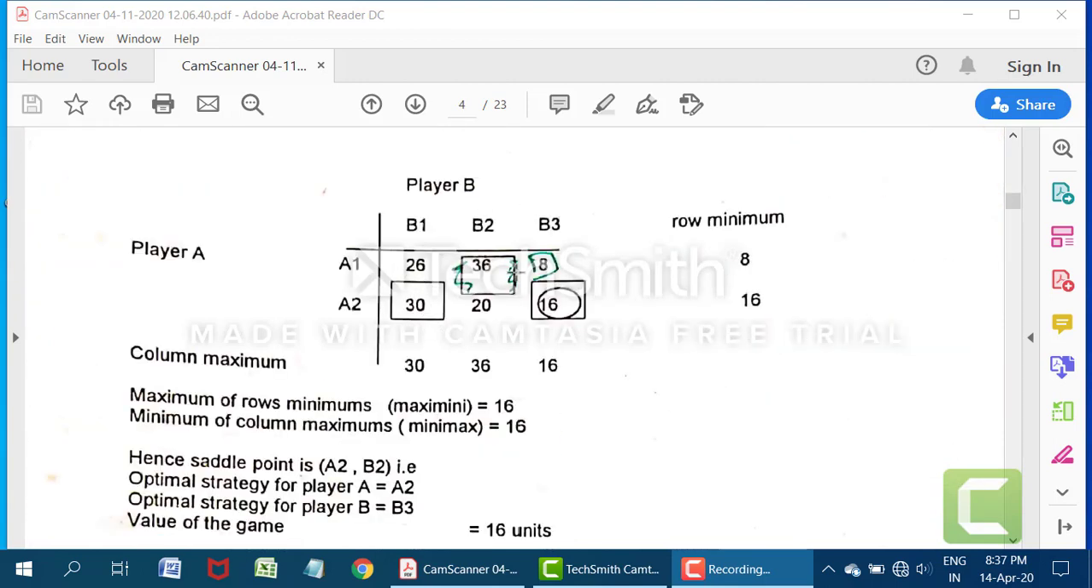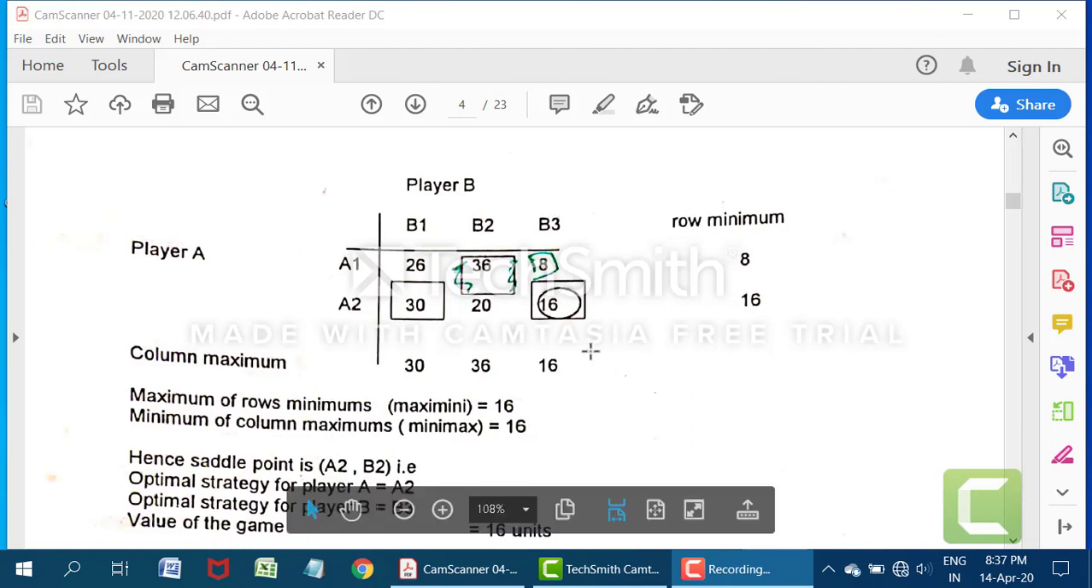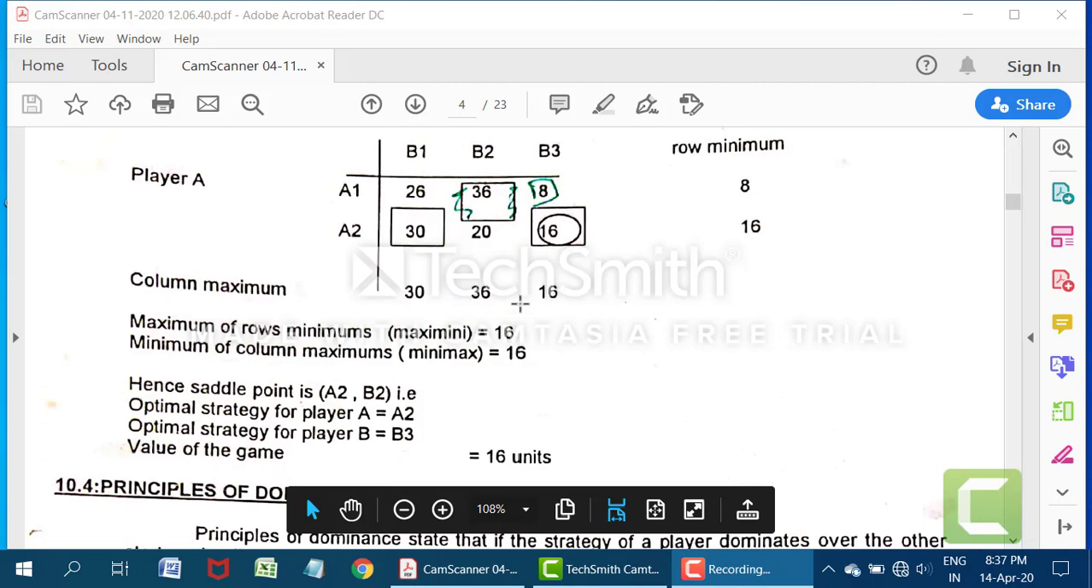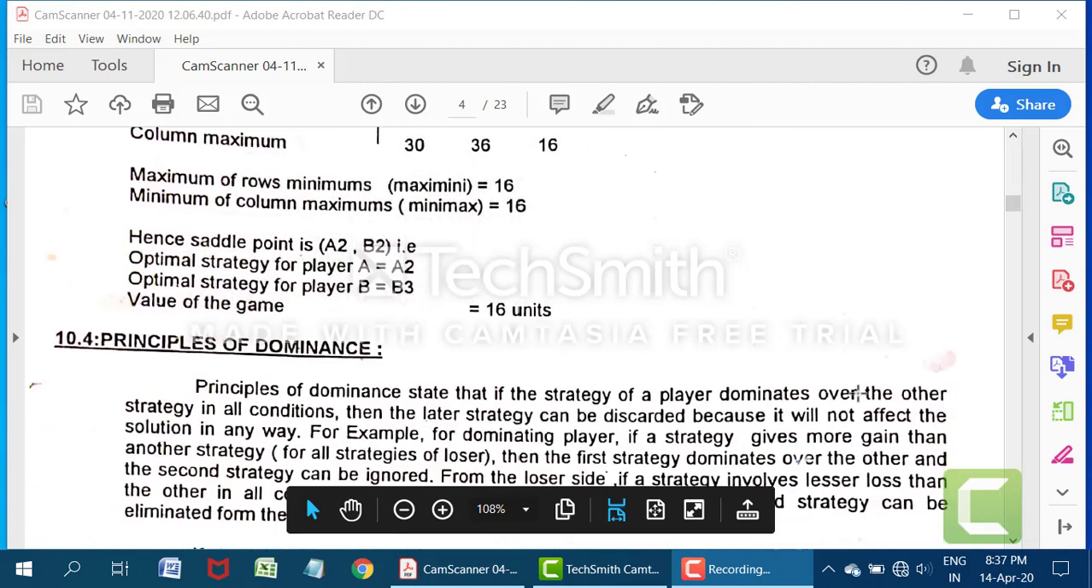Same thing. First row minimum, circle it. Second row minimum, circle it. First column maximum 30, second column maximum 36, and the third column maximum. So the circle coincides with the square, and this point has become the saddle point. This corresponds to strategy A2 of player A and strategy B3 of player B. So player A's best pure strategy is A2, player B's best strategy is B3. Value of the game equals 16 units.